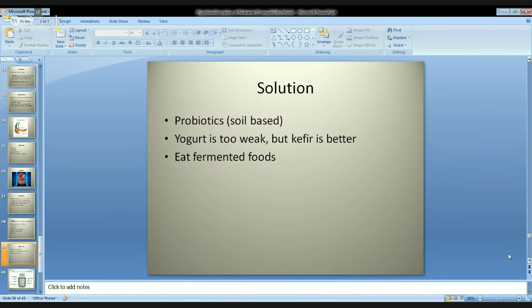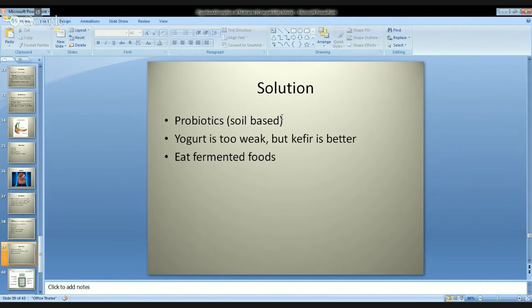Solution. What is the solution? The solution is probiotics. I always like the soil-based organisms, because the soil-based probiotics are the microbes that will help kind of deodorize you. Good soil-based organisms, which are called effective microbes, they're liquid. If you take them when you wake up in the morning, there's no bad breath. Even when you go to the bathroom, there's no bad odor.